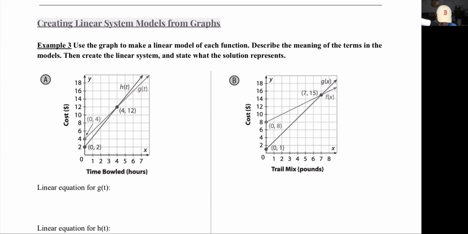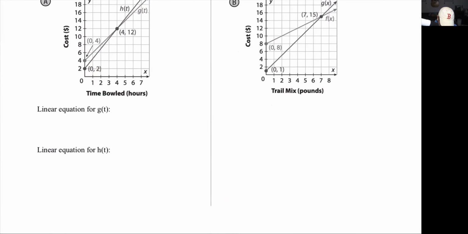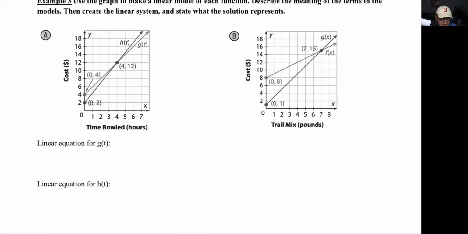Okay. So the underlying idea, once again, is that one of the equations has a lower y-intercept, but is steeper. The one with a greater y-intercept has a lower slope. That's why they intersect each other. Okay. In this particular case, let's go with B. I'm going to do B right now, if you don't mind.